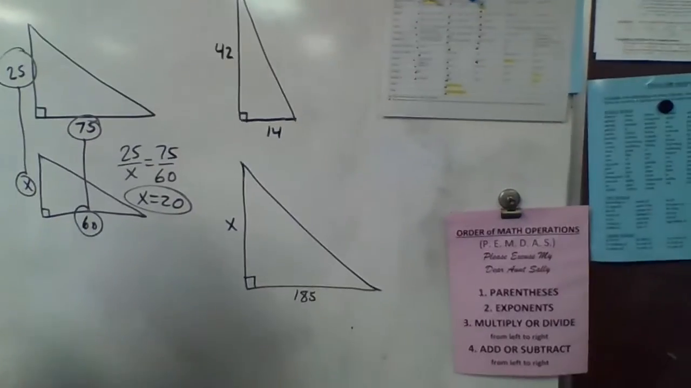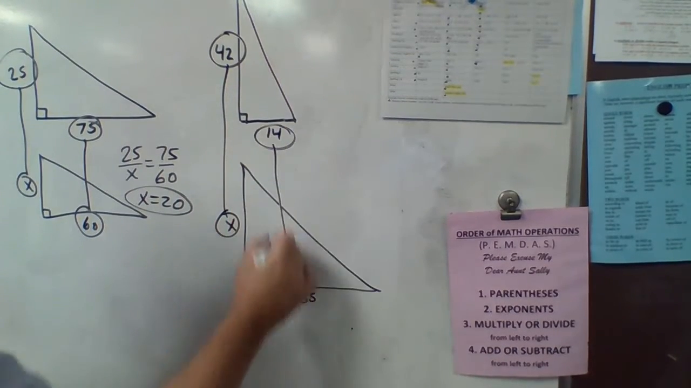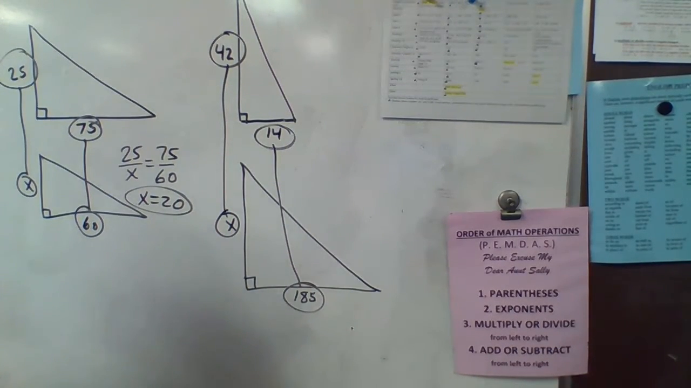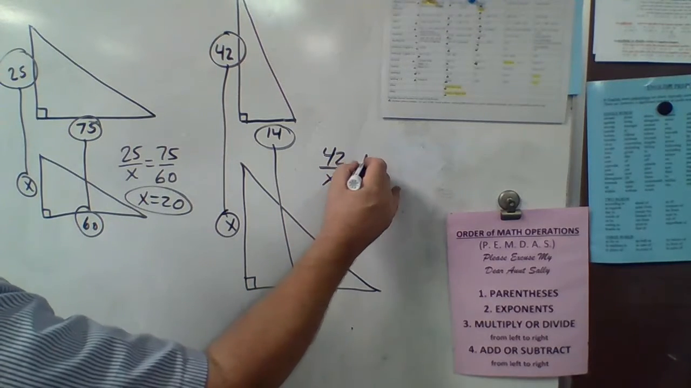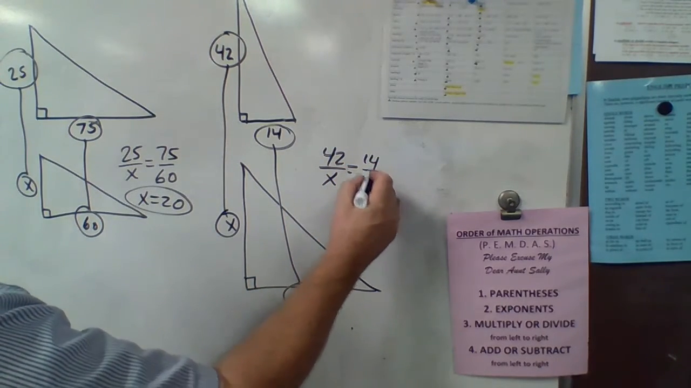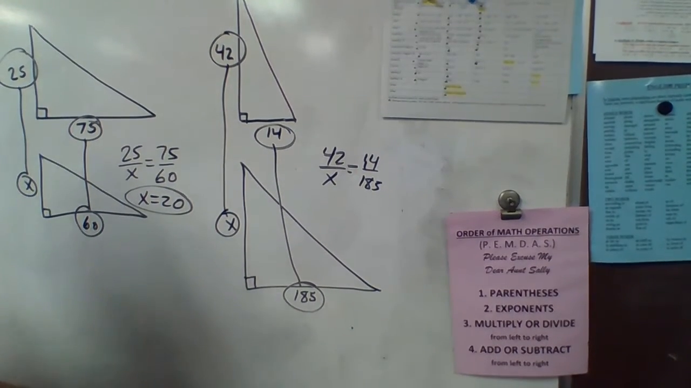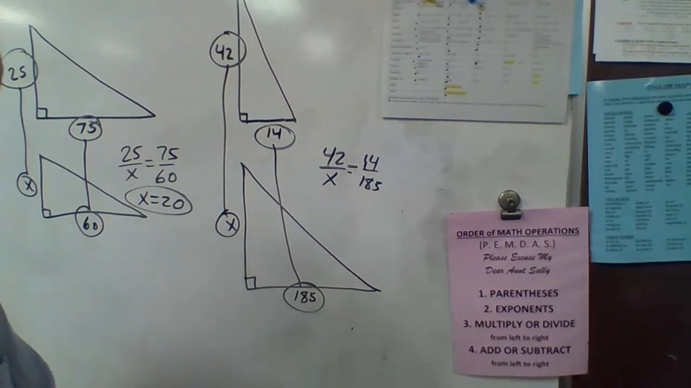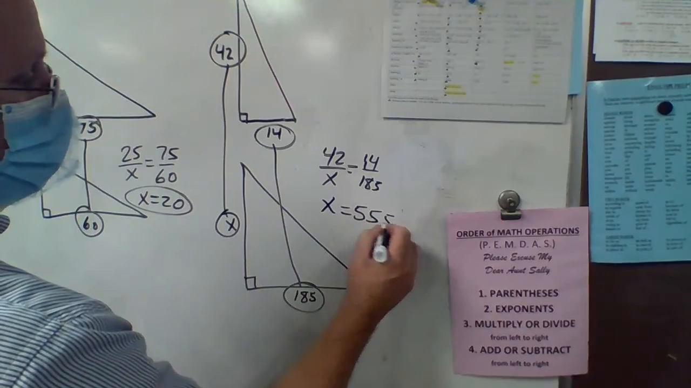Finally, the last one. Can you see that 42 pairs with x and 14 pairs with 185? We could then write 42 over x equals 14 over 185. Oh boy, I can't do that one in my head. Let's see, 42 times 185, divided by the remaining number of 14, and I get 555. Pretty big number, but that's the answer.